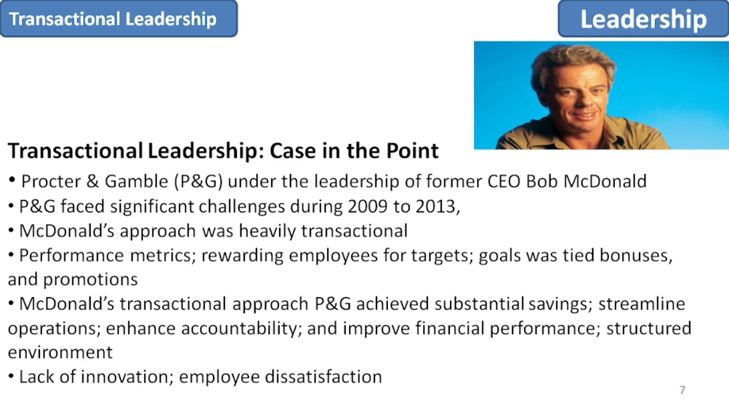McDonald's transactional approach extended to operational efficiencies as well. He emphasized cost control and productivity improvements, implementing strict budgetary controls and setting benchmarks for efficiency. This focus was evident in initiatives such as optimizing the supply chain and reducing manufacturing costs, where P&G achieved substantial savings through negotiated supplier agreements and process improvements. This transactional style had its benefits.